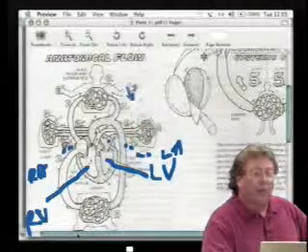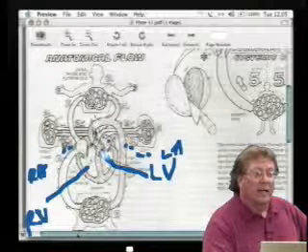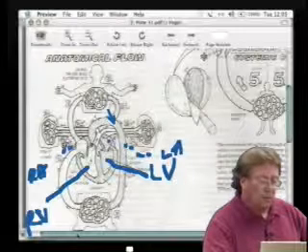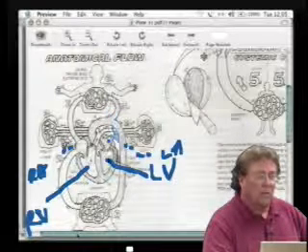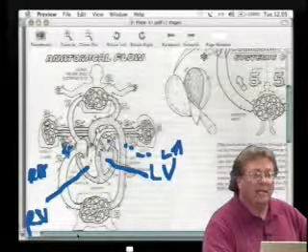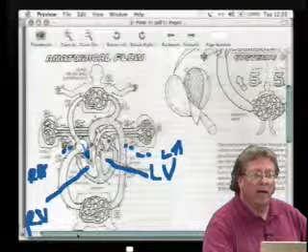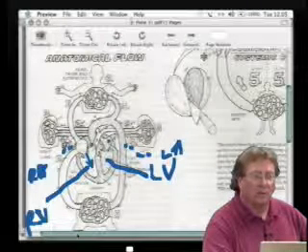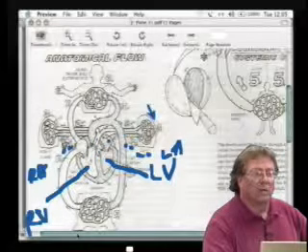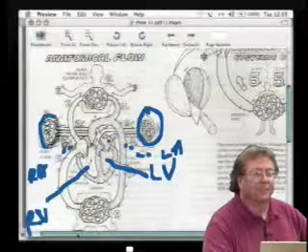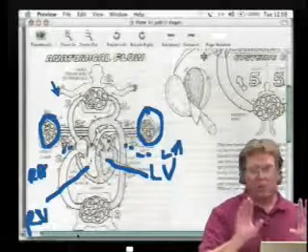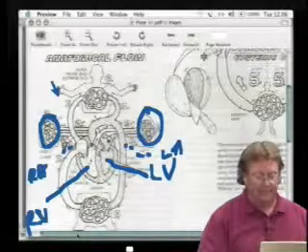The blood flow from the left ventricle comes out the aorta and to the rest of the body, the systemic circulation. It then comes back into the right atrium and right ventricle. And out of the right ventricle, it goes to the lungs. So these are the lungs. So left heart, left side, systemic circulation, right heart, pulmonic.